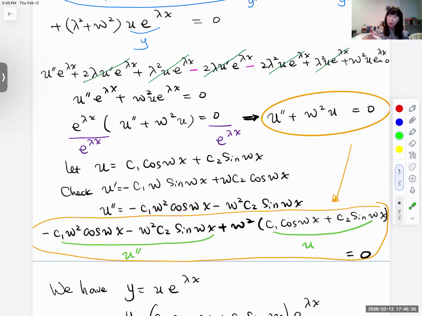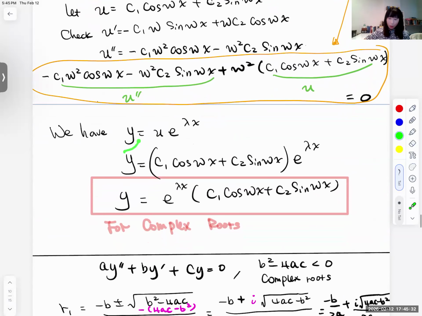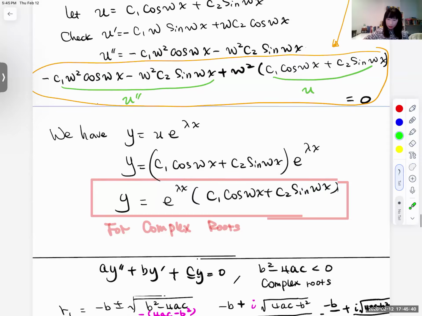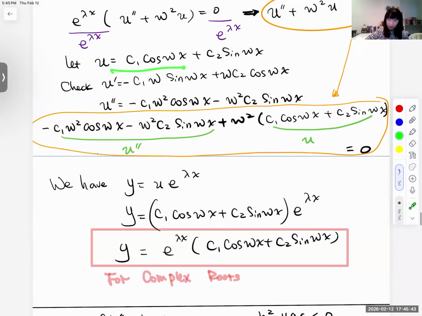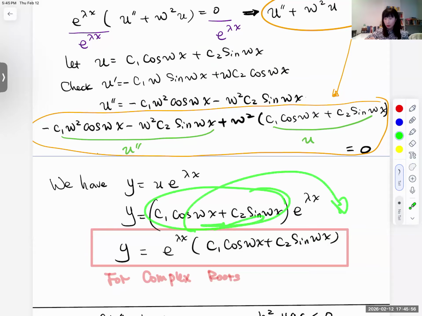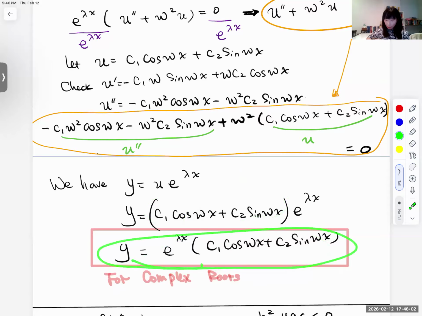Okay, now we conclude y equal to u e to the lambda x. What's the u? u is c sub 1 cosine omega x plus c sub 2 sine omega x here, right? Then e to the lambda x. So we switch over in the back, right? So we get the same. So we are using this form for complex roots. Make sense? Okay.